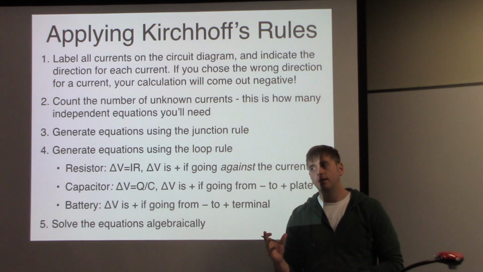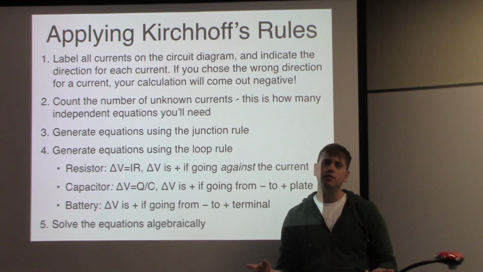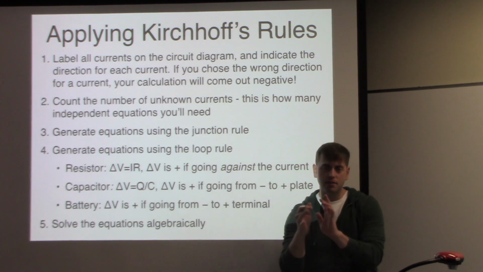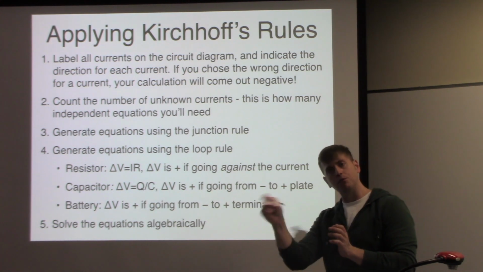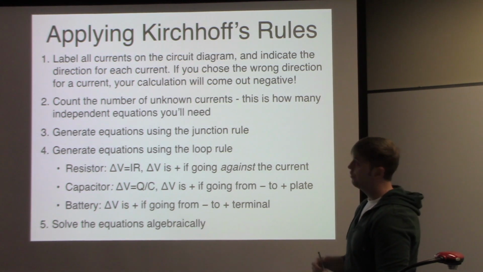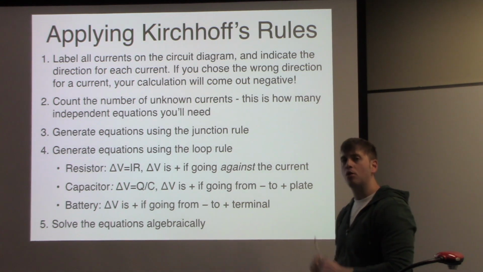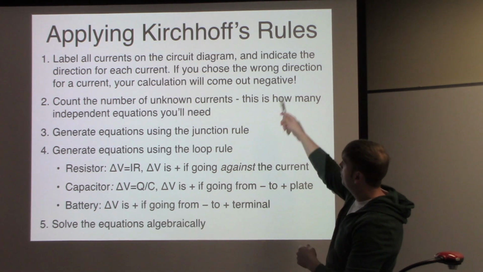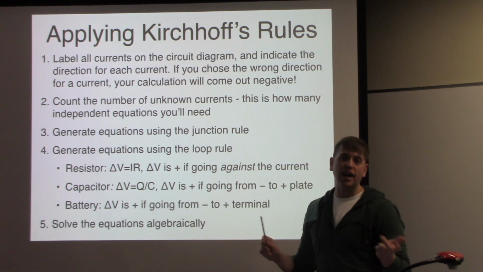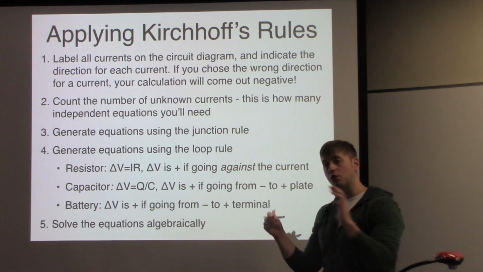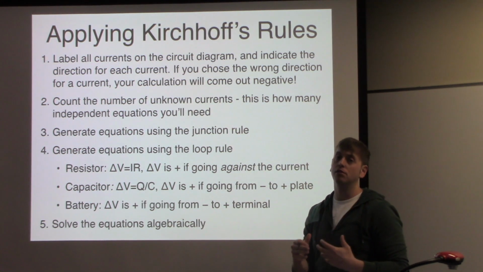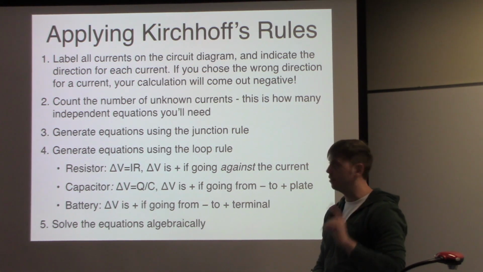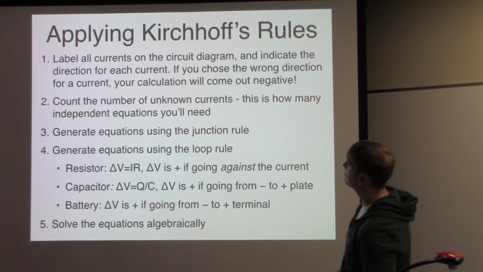That means with that arrow, you're picking a direction for the current to go in. But before you solve the circuit, you might not know which direction the current is actually going in. So you just have to pick some direction, draw it, and stick with it. If you chose the wrong direction, and it's actually going the other way, when you make your calculation, it's going to come out negative. So if you chose the correct direction, the current comes out positive. If you chose the wrong direction, it comes out negative. And I'm going to show you an example of that in just a second.